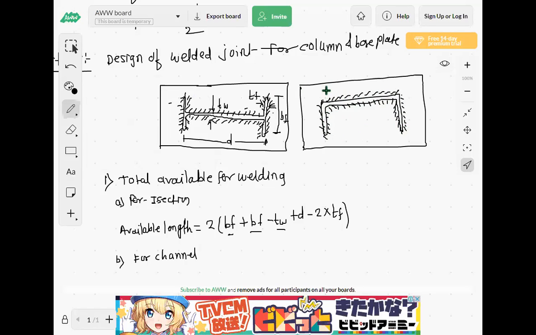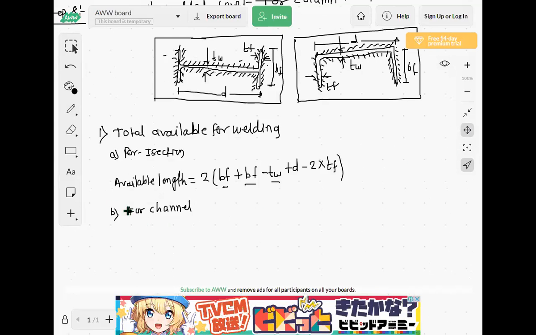Are you getting? So now this is the depth of your channel. This is your flange. Then this is the thickness of flange. This is your thickness of web. So now for channel, how to calculate available length?